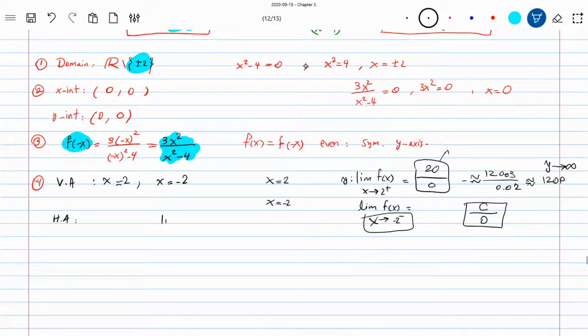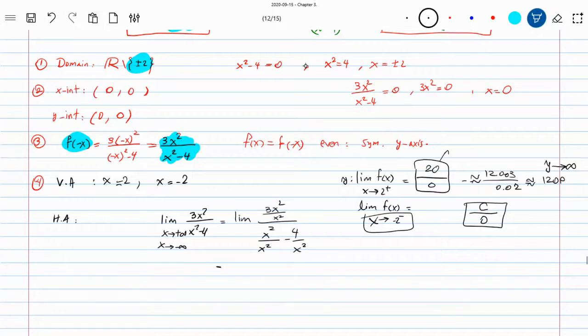Let's calculate this limit. Limit of the function, which is 3x squared divided by x squared minus 4, as x approaches positive infinity, and then you try x approaches negative infinity. Consider both cases. If you approach positive infinity, what you would get is 3x squared divided by the biggest term. You should remember this from last time: divide everything by the largest term in the denominator and numerator.